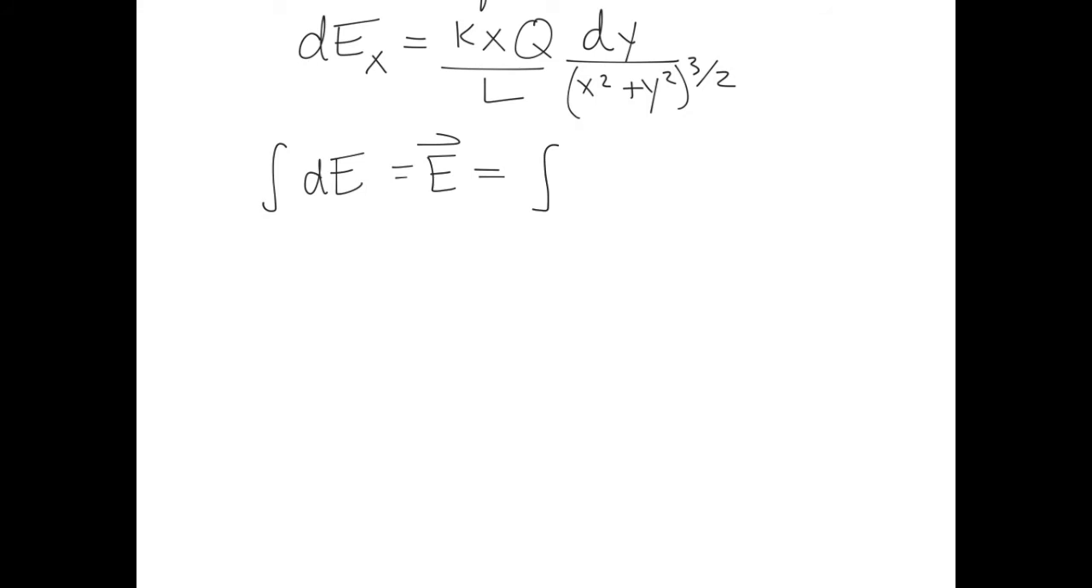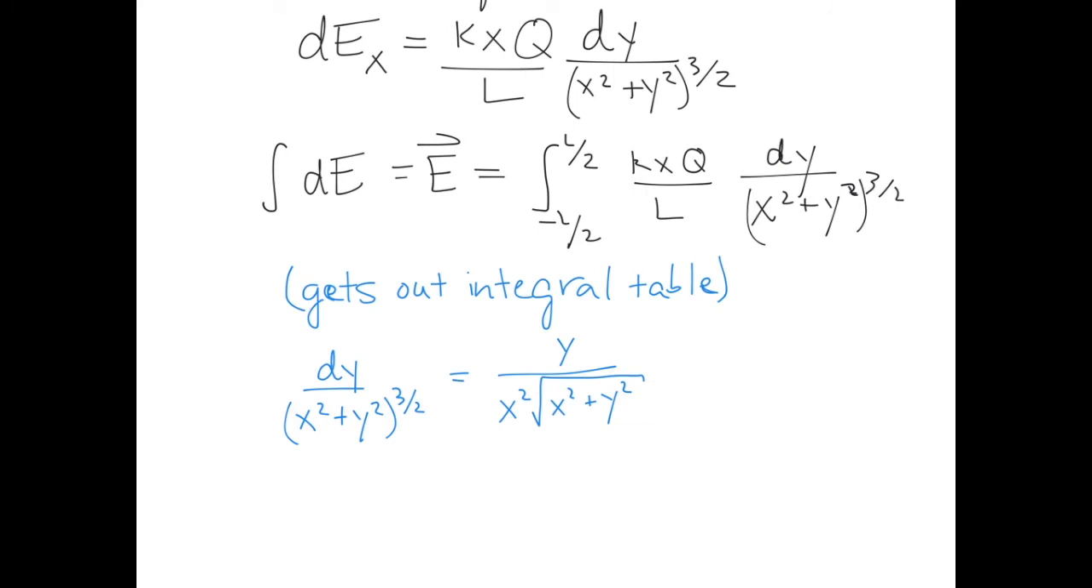So on the right, we're going to integrate from negative L over 2 to positive L over 2, because you remember our bar has a length L and it's centered on the origin. I don't know about you, but I do not know this integral off the top of my head. This is definitely an integral table occasion. I went ahead and looked this up for you. The integral of dy over x squared plus y squared to the 3/2 is y over x squared times the square root of x squared plus y squared. Boom, there you got it.